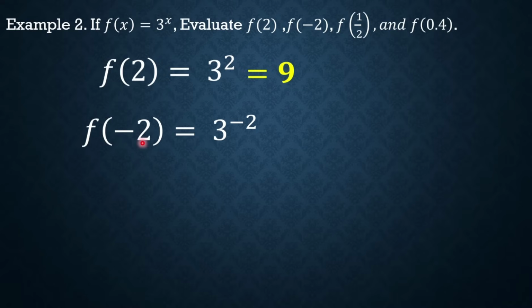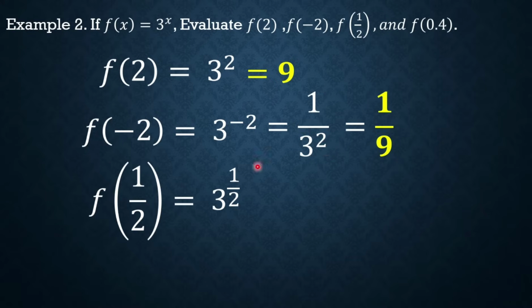So, f of negative 2, magiging 3 raised to negative 2 since negative yung exponent natin. Get the reciprocal, so that will become 1 over 3 squared. And 1 over 3 squared is 1 over 9. Next, f of 1 half, 3 raised to 1 half. So, pag in-evaluate natin to, it will become square root of 3.